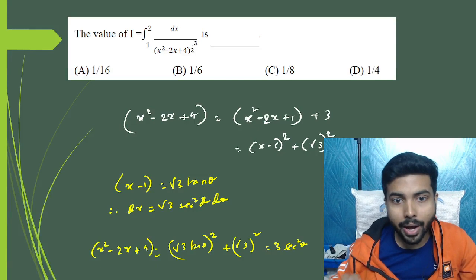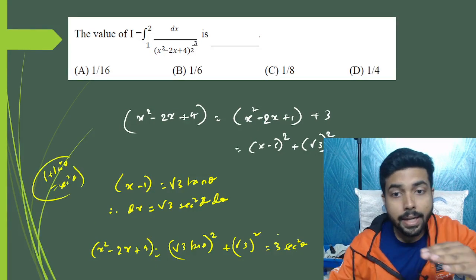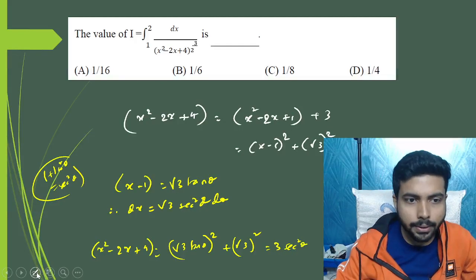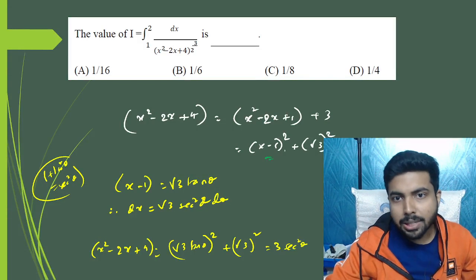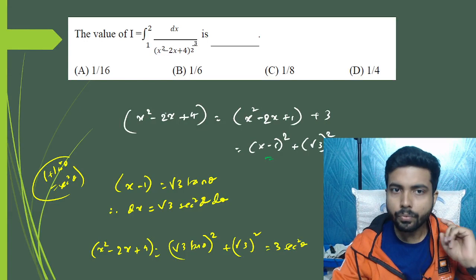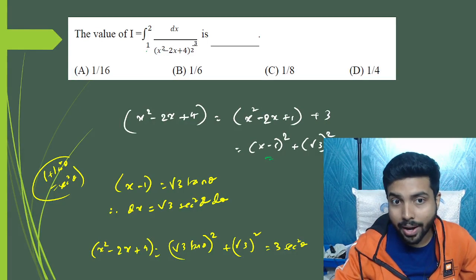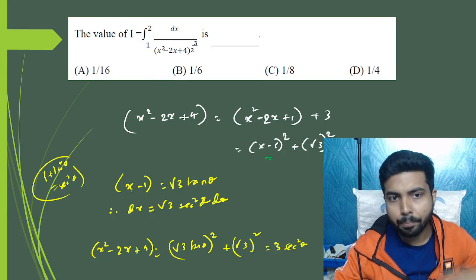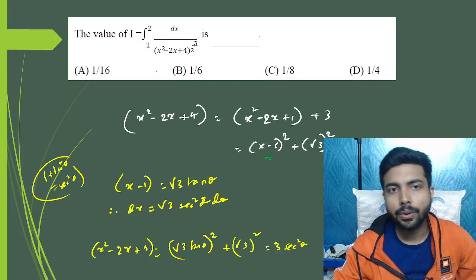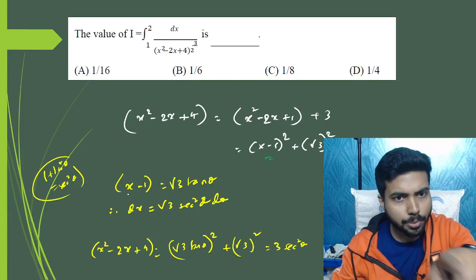Any confusion for anyone? You know, 1 plus tan squared theta is equal to sec squared theta, right? Now what you are going to do is just put the values here. Your limits are also going to change because you have considered x minus 1 to be root over 3 tan theta. That means when x equals 1, what will it be? Put x equals 1, how much will tan theta be? 0. So tan theta 0 means theta is how much? 0, yes or no? So theta is 0 when x equals 1.